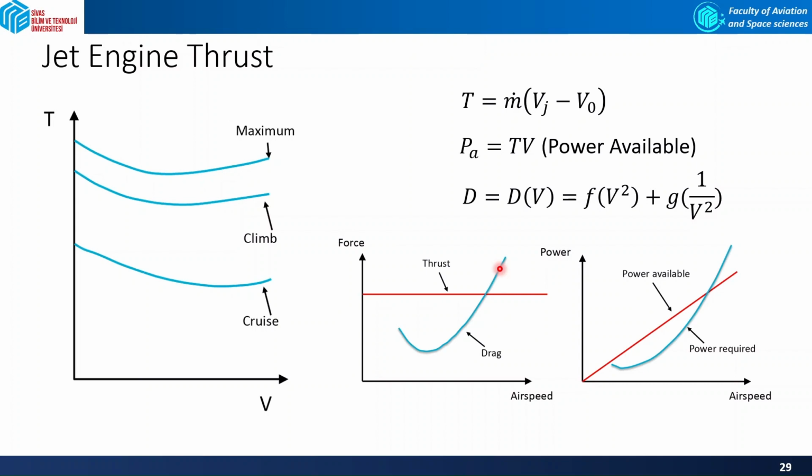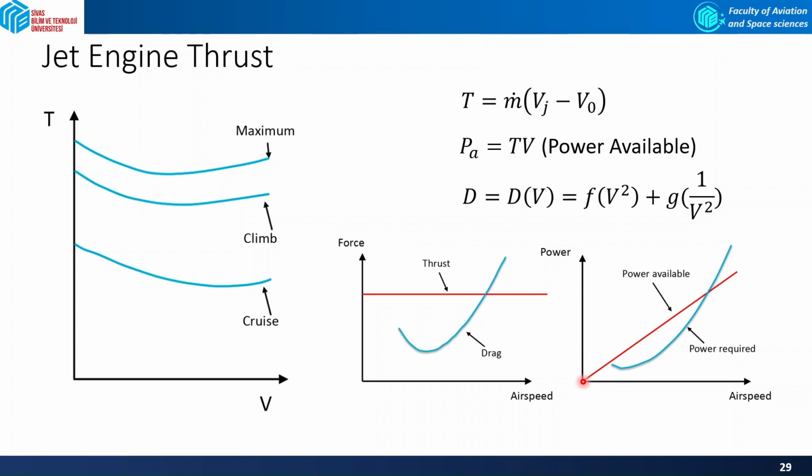So if you just consider the power available for a jet engine, you remember that the power available is thrust times velocity, right? So if you want to sketch the power available versus airspeed, then for a jet engine it will be a straight line that is starting from the origin, from zero.